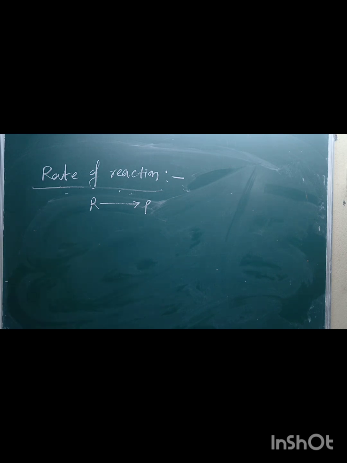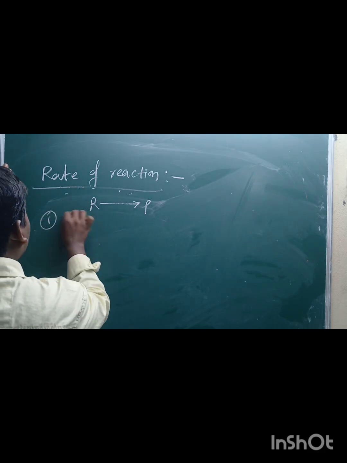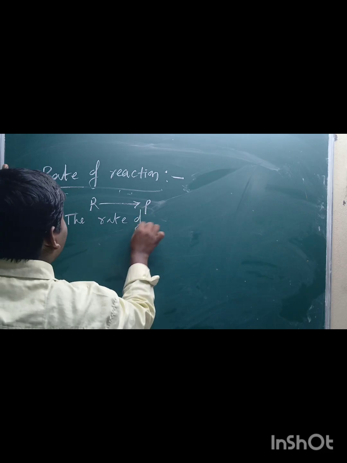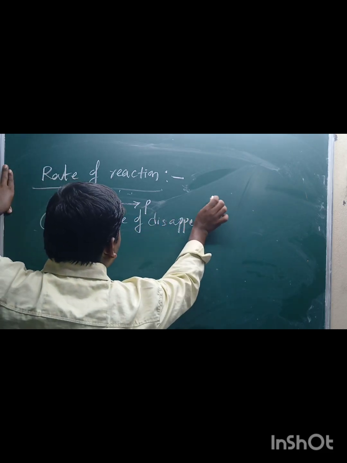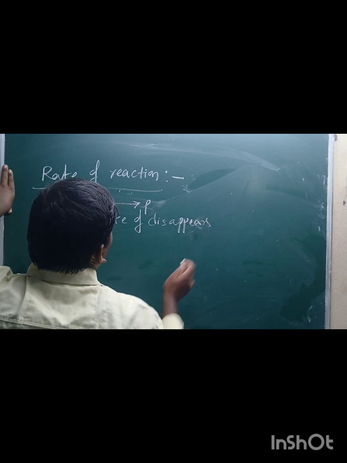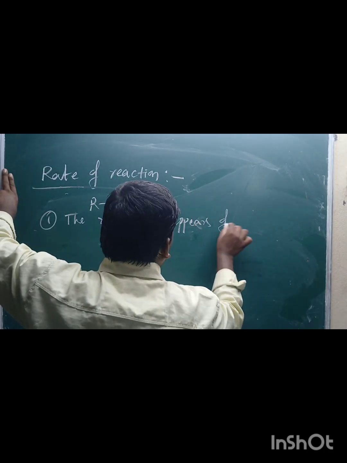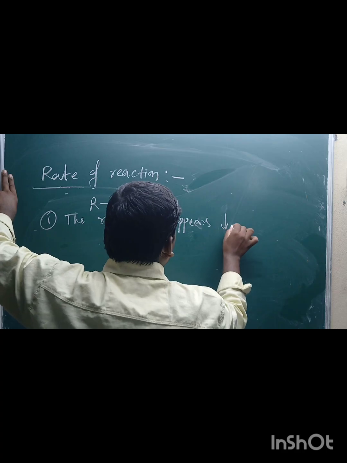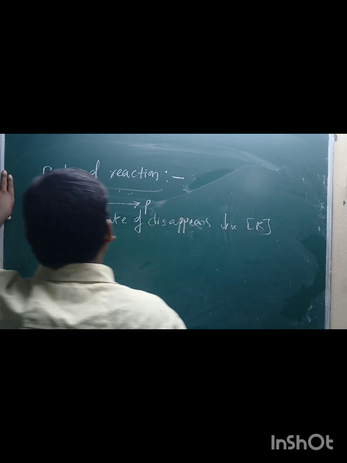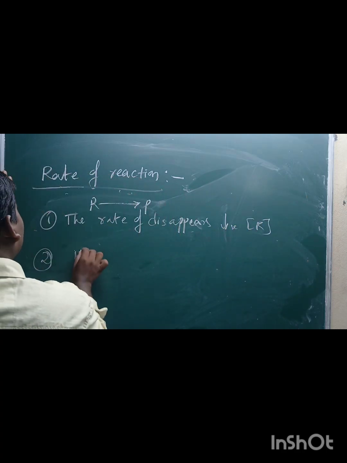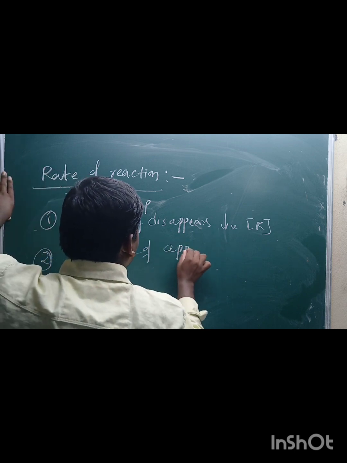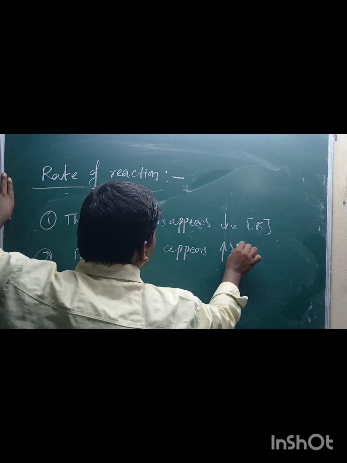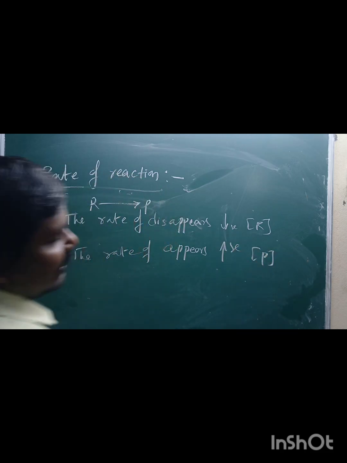Simply, there are two ways. The rate of disappearance: decrease in the concentration of reactant per unit time. Second one, the rate of appearance: increase in the concentration of product per unit time.